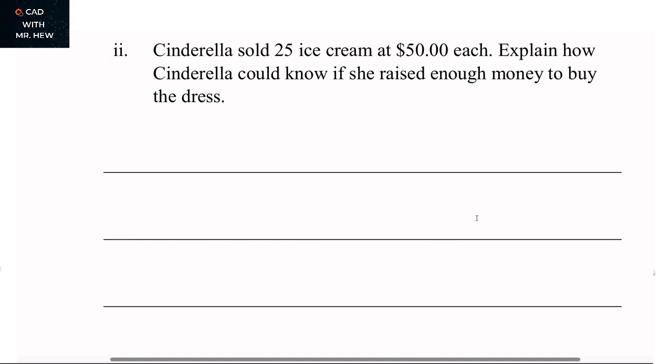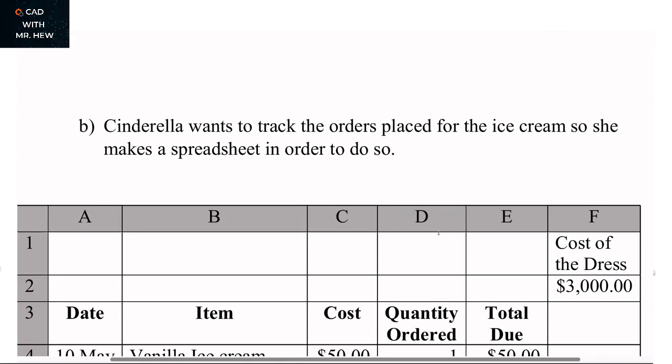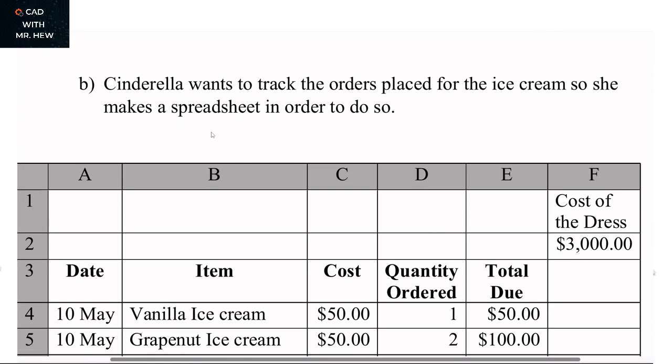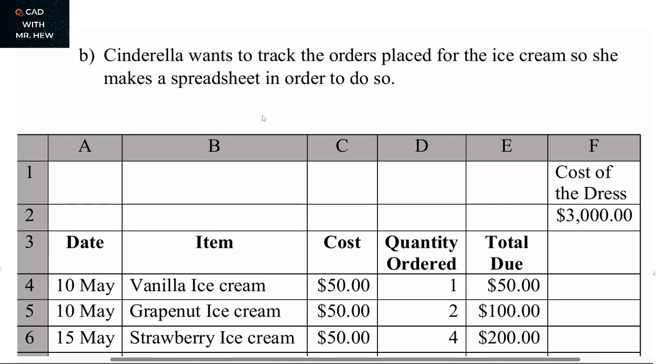Or the next question, Cinderella sold 25 ice creams at $50 each. Explain how Cinderella could know if she raised enough money to buy the dress. This question is worth 4 marks. Question B. Cinderella wants to track the expenses placed for the ice cream, so to achieve this, she makes a spreadsheet.